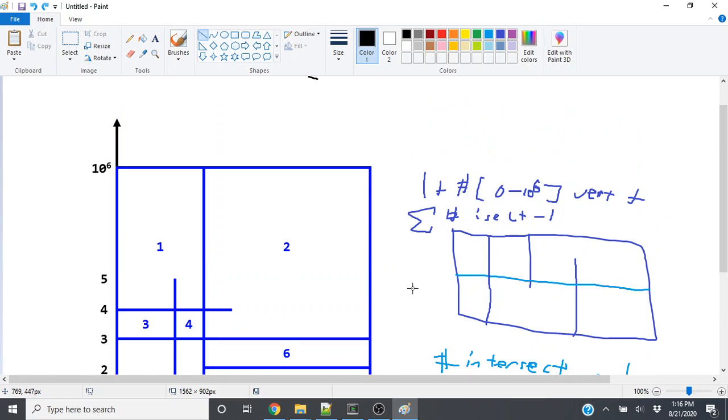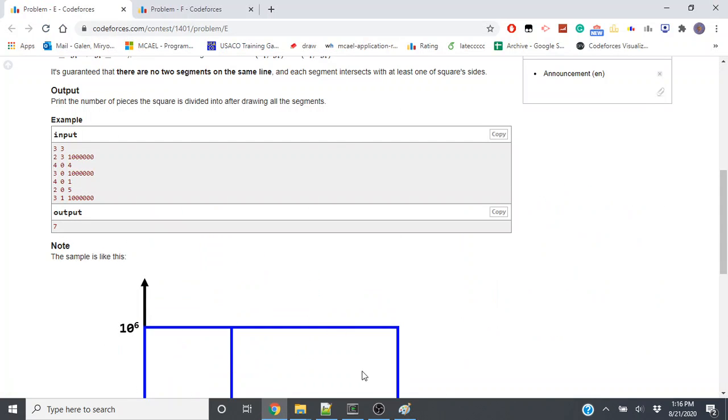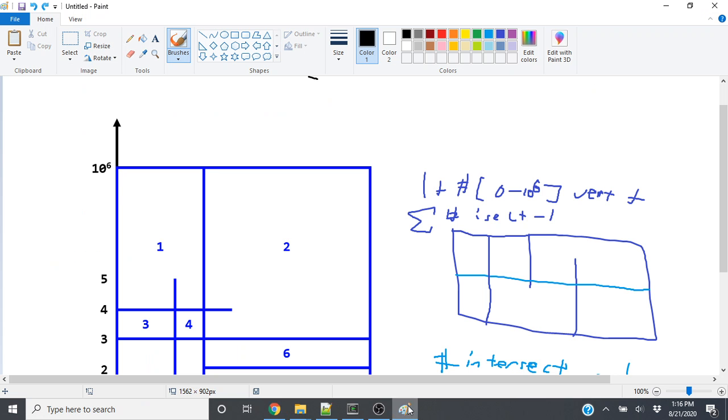So now we need to count this. We can break this into 3 parts. Okay, 1, it's 1. Then the number of vertical segments that span 0 to 10 to the 6th, you can just count that by checking for them in the input. Just as you read in a segment, see if it goes from 0 to 10 to the 6th, and if it does, add 1 to the answer.